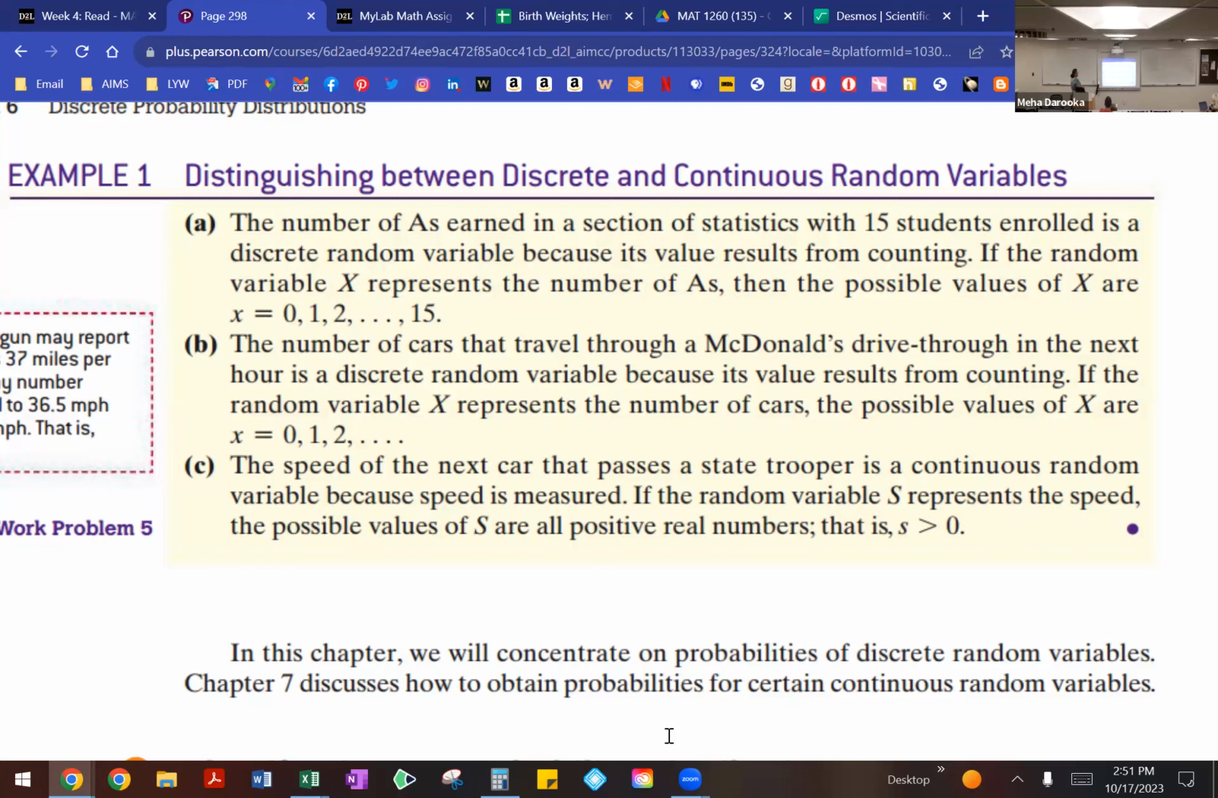Now, this last one, the speed of the next car that passes a state trooper, will be considered a continuous random variable because, of course, speed is measured. If the value S represents your speed, then any possible value you could have is going to be a positive number, so we'd say S is greater than 0.